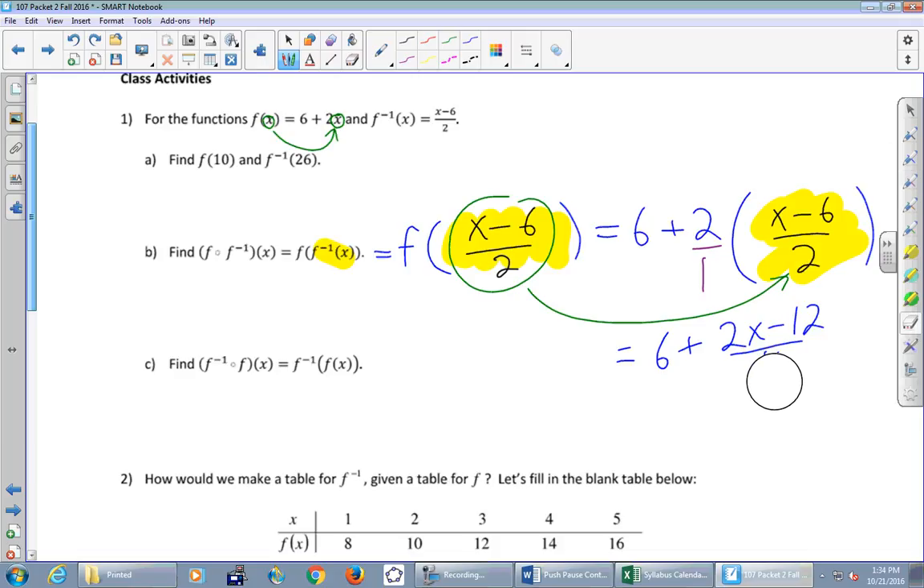So if you wanted to, you could do this. I still don't think you should copy it. But you could just distribute the 2 on top and leave the bottom as it is. But much better, Trevor. Cancel the 2's. It's multiplication. 2 on the top, 2 on the bottom. Don't distribute there.